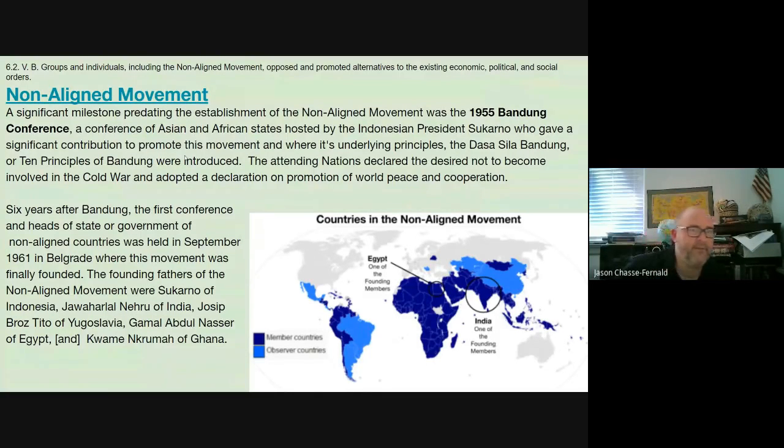The 55 conference was hosted by Sukarno, the president of the newly independent Indonesia, independent for about half a decade at this point, and at this conference they're going to provide the basic framework for what becomes the non-aligned movement. And you can see here, it's Indonesia, it's India, Nehru of India, Tito of Yugoslavia, Nasser of Egypt, and Nkrumah of Ghana, who become the founding members of what becomes the non-aligned movement. And when they meet in Belgrade in 61, they'll all attend.